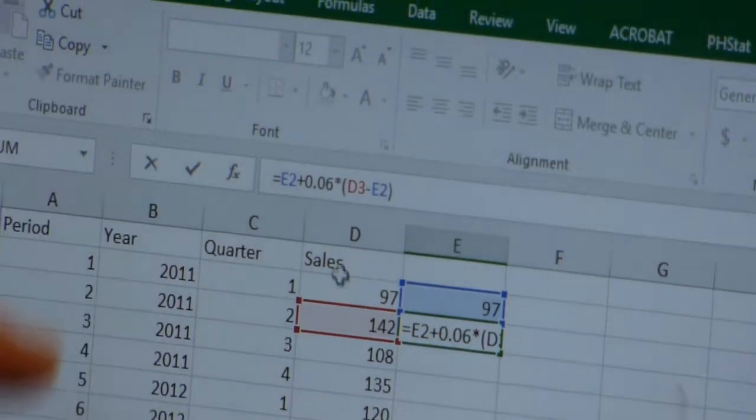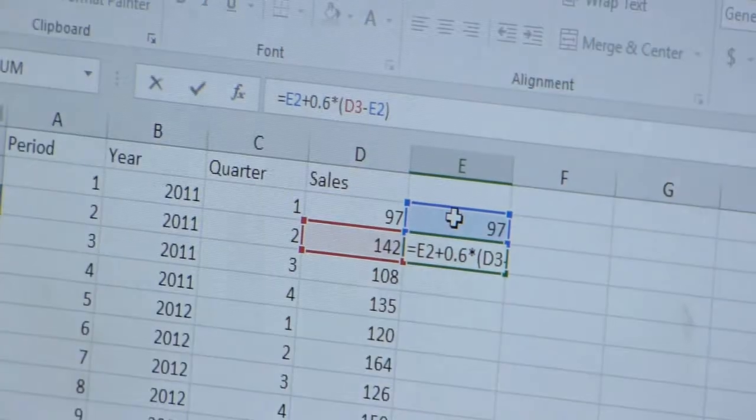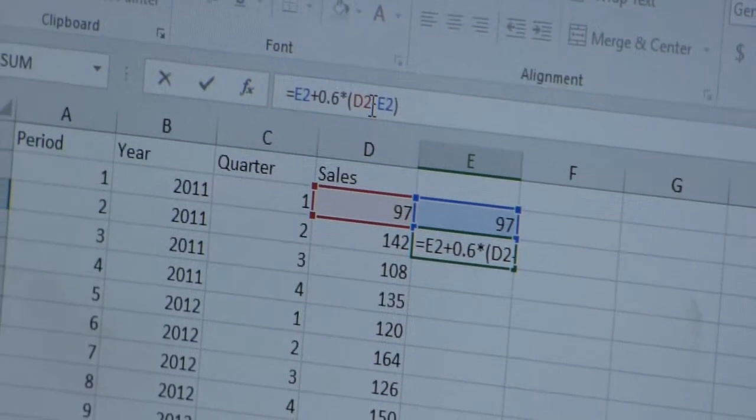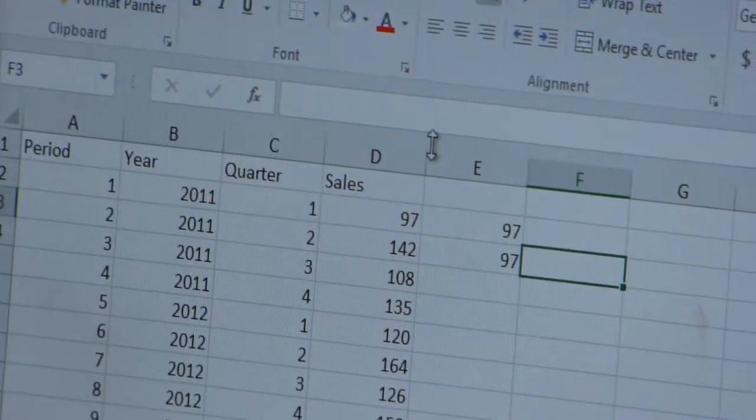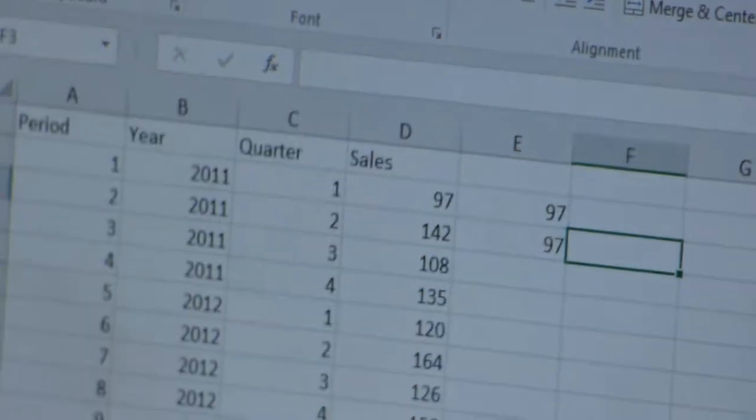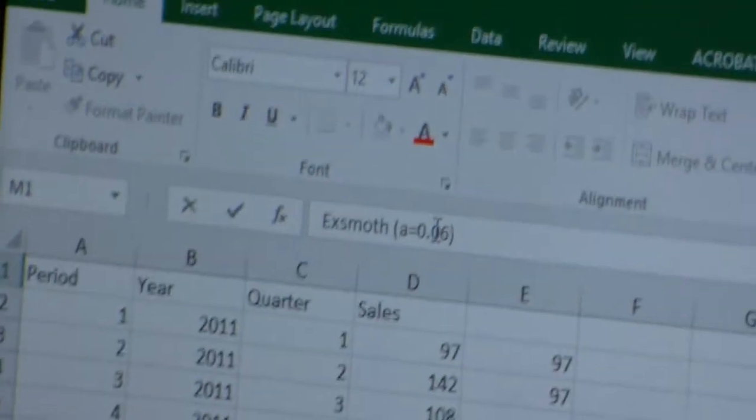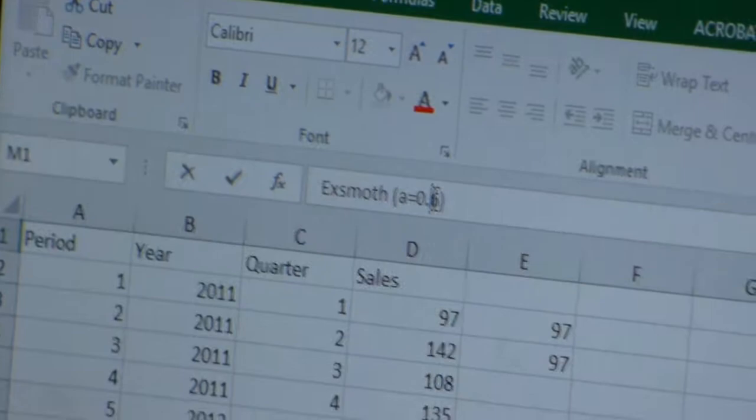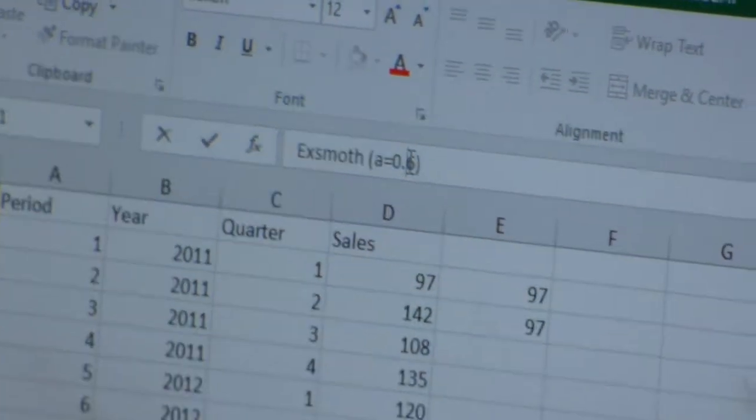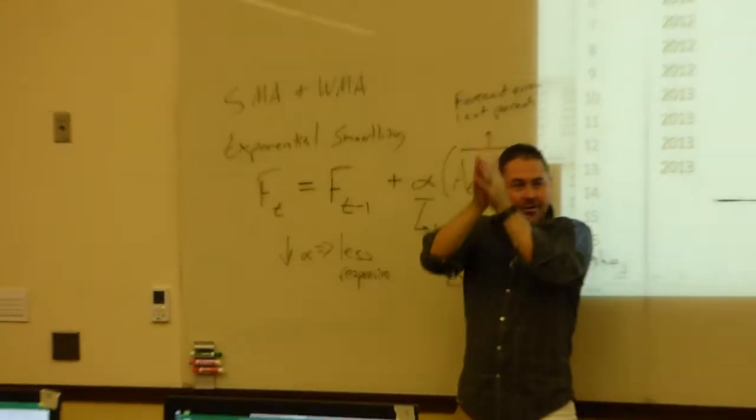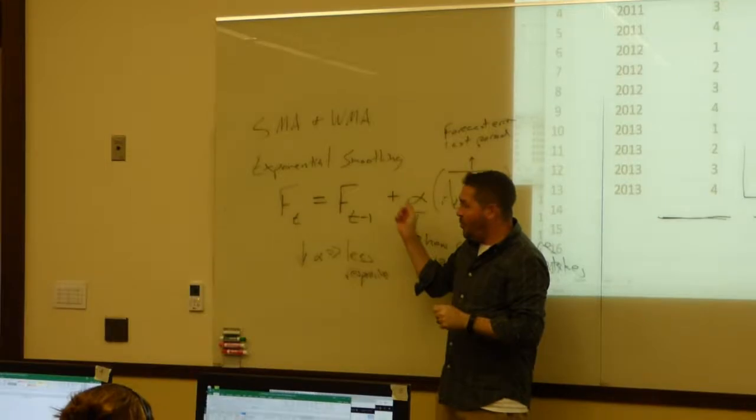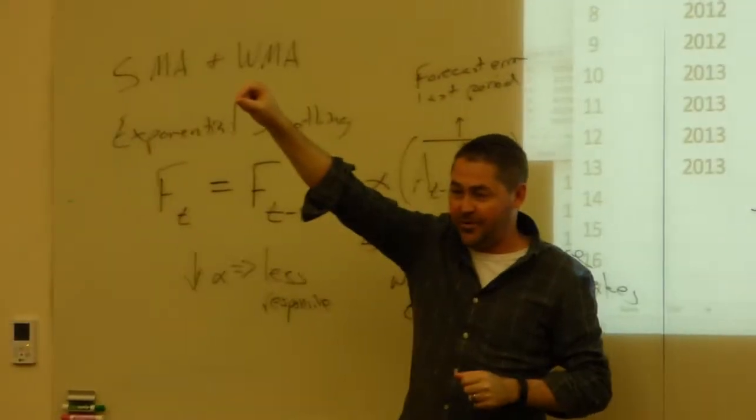So E2 plus 0.6 instead of 0.06, alpha is 0.6. And then times D2, the previous actual. Because you're in the second period, the actual from the first period, minus the one right above it again, minus E2. Correct. So this is actually predicting it. So are we looking at how far off the actual sales are versus the predicted ones? Of the previous period, yeah. This is what we predicted last period, and that's what actually happened last period. Another way to think about it: the forecast for period T equals the forecast before, plus alpha 0.6 times, in parentheses, what actually happened before minus what we predicted before, how wrong we were.